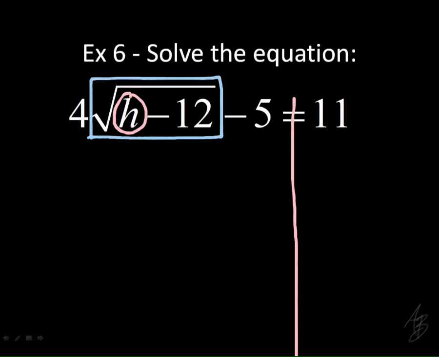Yes, exactly. So if we were doing order of operations, we would do 4 times the square root first, and then we would subtract 5. Remember, we do order of operations backwards to solve the equations. So since the minus 5 is the last thing we would do with order of operations, it's the first thing we have to get rid of. So we're going to get rid of that minus 5.